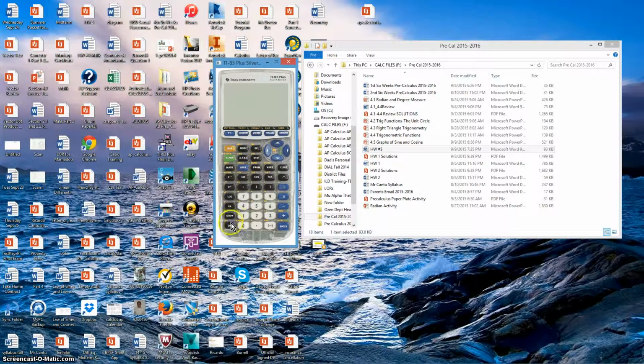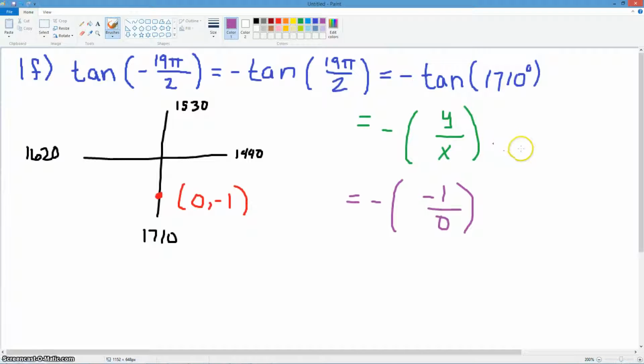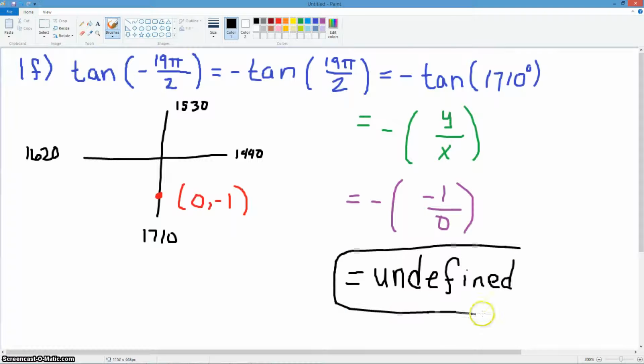So if I quickly do that, -1 divided by 0. What happens? Everyone should have gotten a division by 0 error message. That should be a hint right there that you cannot divide by 0. So at this point, when you cannot divide by 0, that will give you an answer of undefined. So that will be your answer for 1F, undefined. You can have a 0 on the top, in the numerator, but you can never have it on the bottom, in the denominator.